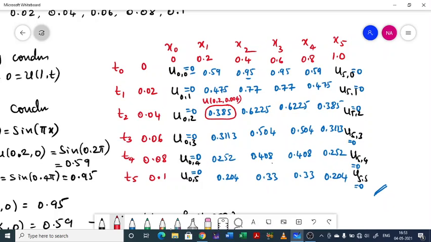Next term, u of 0.4 comma 0.008. U of 0.4 comma u of 0.008, 0.408 it is. And u of 0.6 comma 0.006, 0.504. This is the third one. So this completes the solution of the second problem on one dimensional heat equation.